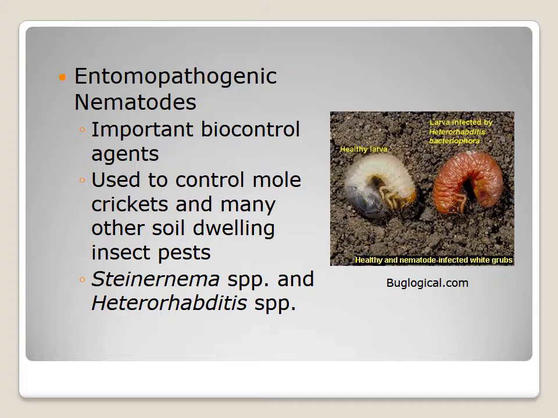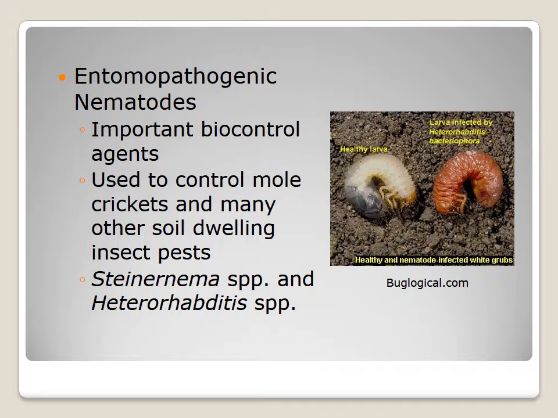Certain other species of nematodes have become very important biocontrol agents. These are entomopathogenic nematodes, which means that they feed on insects. Some of the different species have been packaged and sold to control mole crickets and many other soil-dwelling insect pests. The main genera of the nematodes used for this are Steinernema and Heterorhabditis.